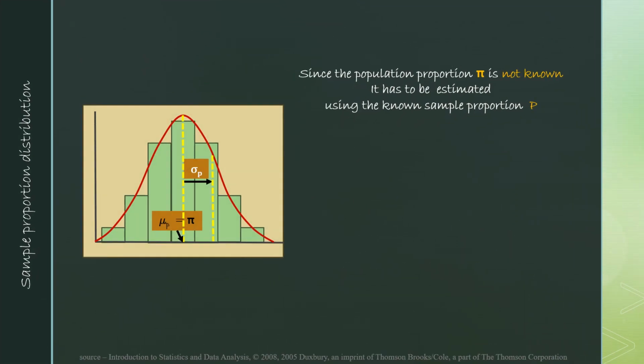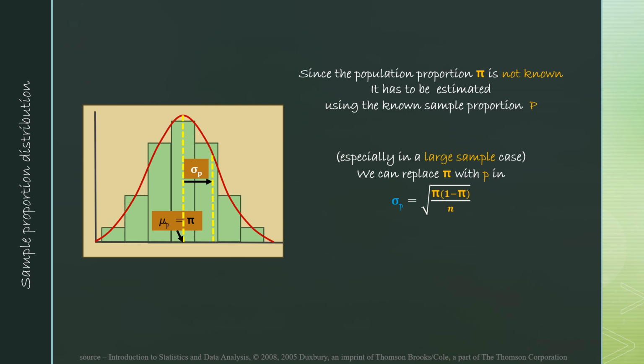Since the population proportion pi is not known in most of the cases, it has to be estimated using the known sample proportion p. Especially in a large sample case, we can replace pi with p in the formula for sigma p and arrive at sigma p as square root of p multiplied by 1 minus p divided by n.